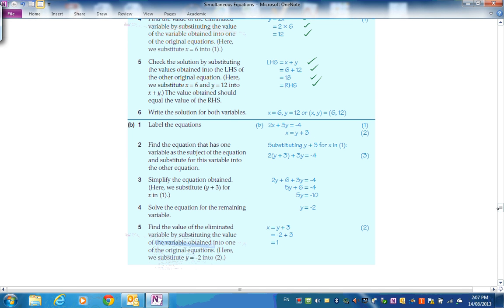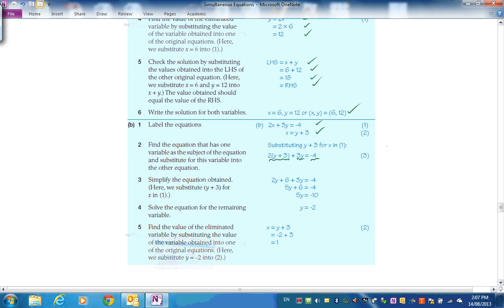So in the other two here, and there's the solution. The other two, 2x plus 3y equals neg 4, but the other one is written as x equals y plus 3. This is set up nicely to replace in the first equation, instead of x, we'll put in y plus 3. Plus 3y equals neg 4.